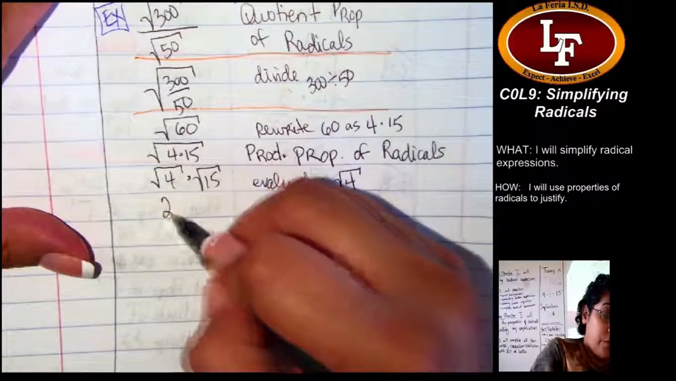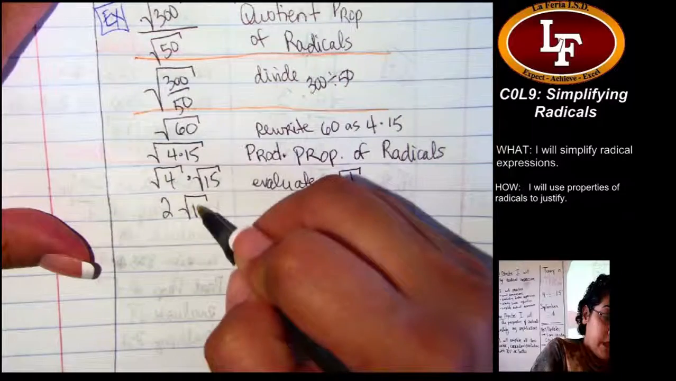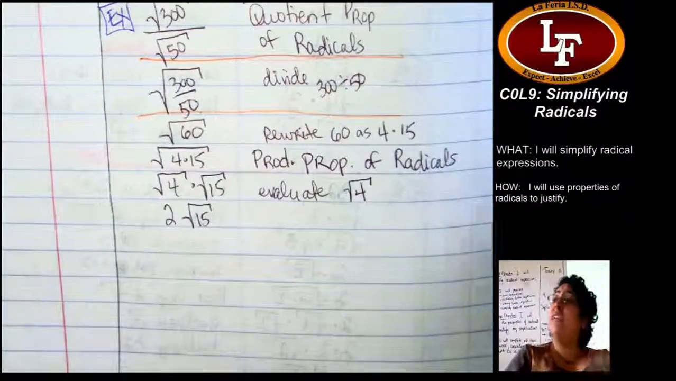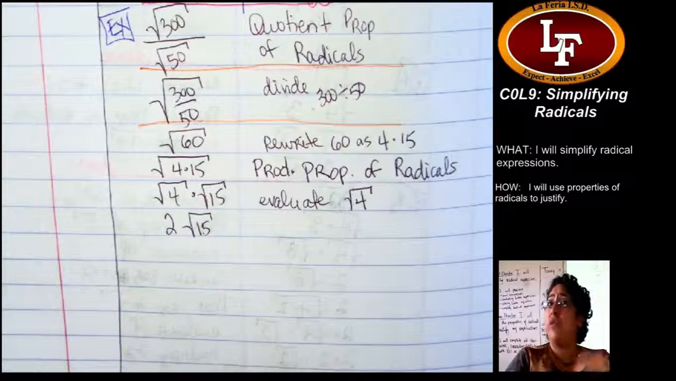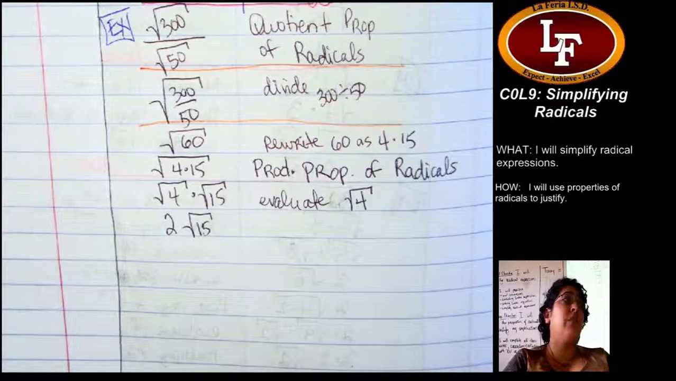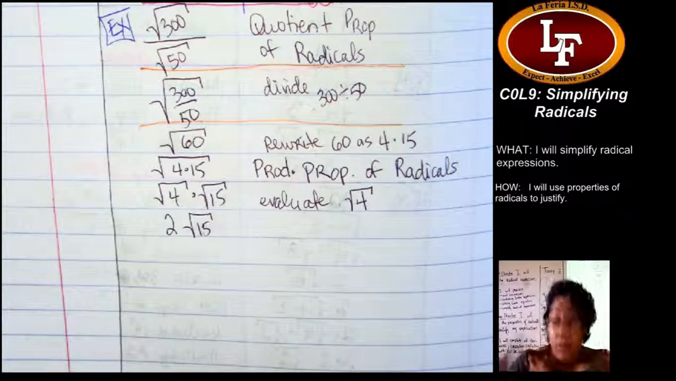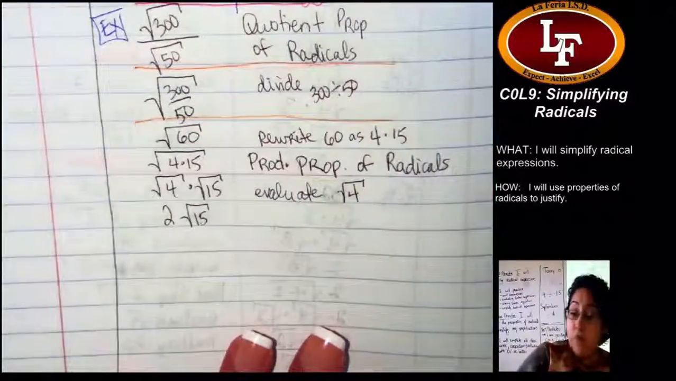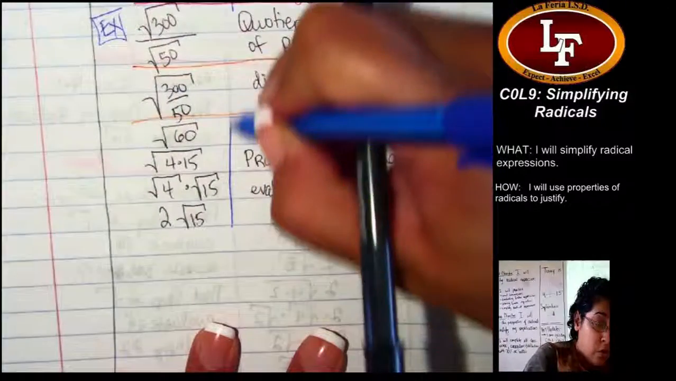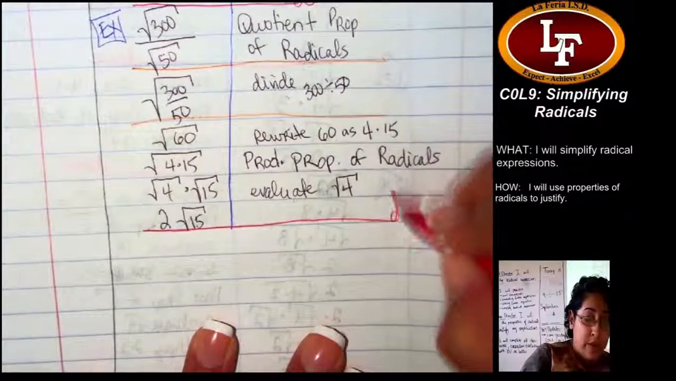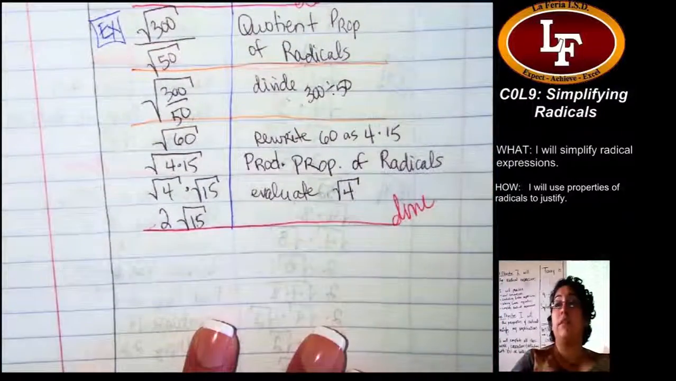Evaluate: the square root of 4 becomes 2, and we're left with the square root of 15. Does 15 have factors that are perfect squares? 3 and 5, but those aren't perfect squares. No. I can't think of any either. So that means that we're done. The moment you get to the point where you can't find any more, that's when you're done. So this one required us to mix our properties.